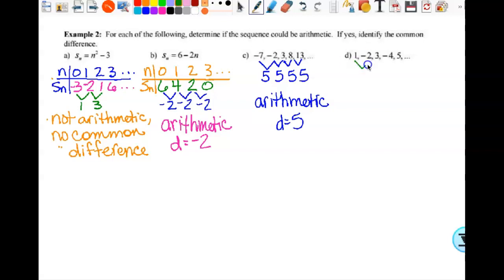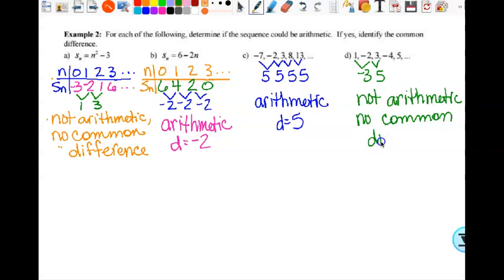So then here, what is my common difference? What's my common difference here? 5. Do I need to go any farther? No. Should I double check that I subtracted correctly? Probably. But we did. That's fine. So that I can say, again, not arithmetic. No common difference. Everybody okay with that? Any questions at all? Okay.